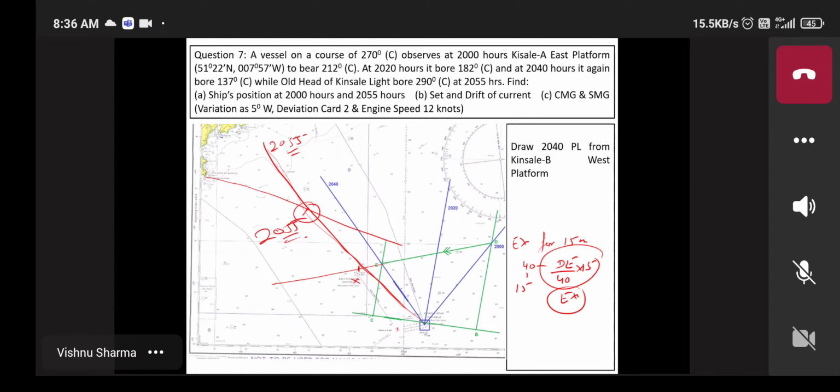Okay, so if such a question comes, don't say, "Yaar, second time we don't have a 2040 PL, we are stuck." But then you should have a 3-point bearing preceding it, because then only this ratio line can be increased further and you can use the ratios. Okay, so in such a situation we can use it like this.